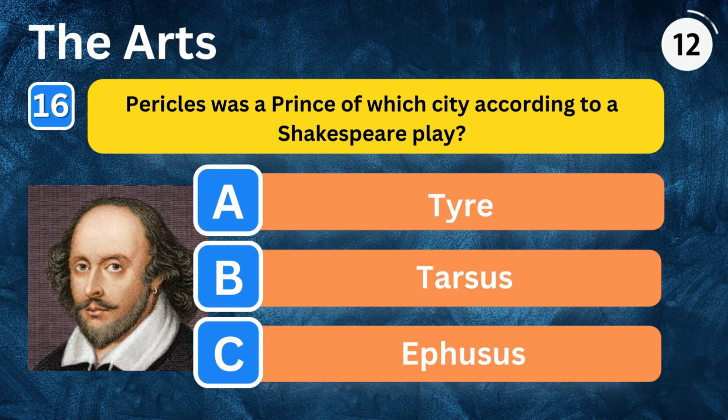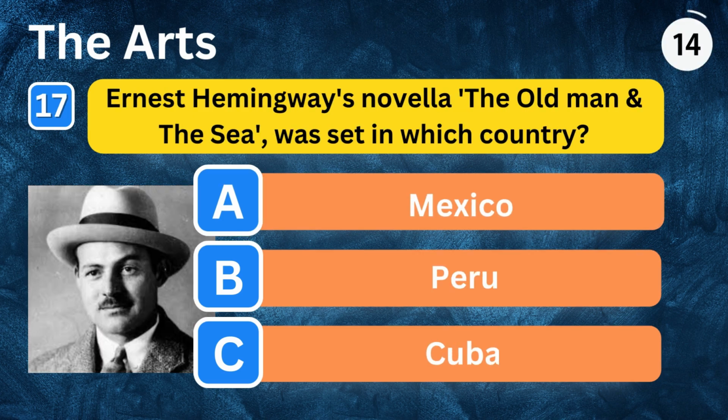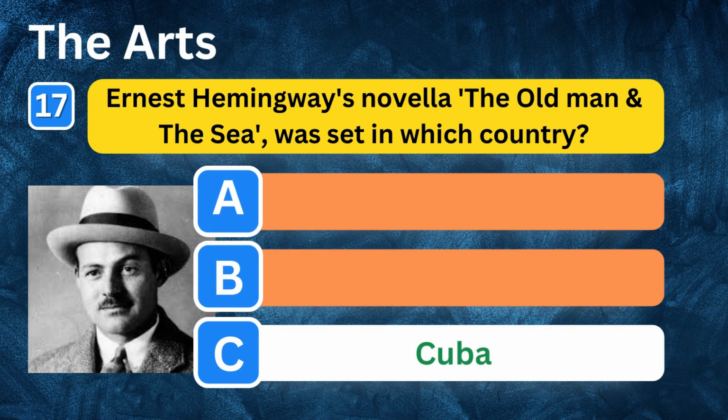Pericles was a prince of which city according to a Shakespeare play? Was it Tyre, Tarsus or Ephesus? And the answer was Tyre. Question number 17. Ernest Hemingway's novella, The Old Man and the Sea, was set in which country? Was it Mexico, Peru or Cuba? And the answer was Cuba.